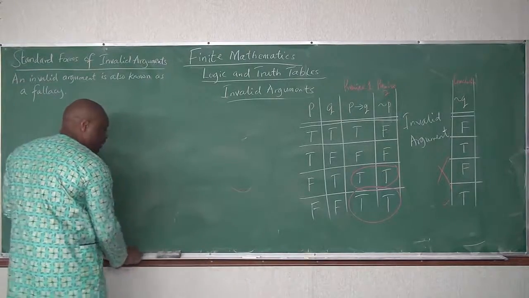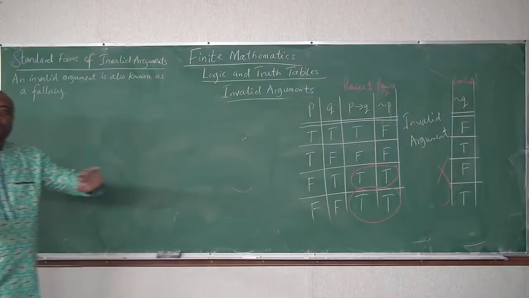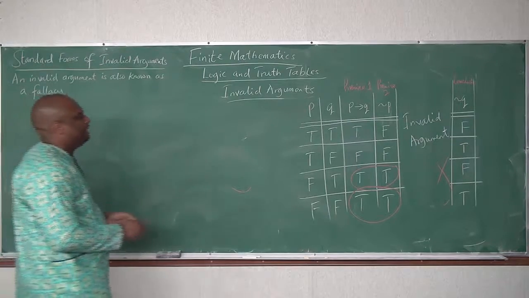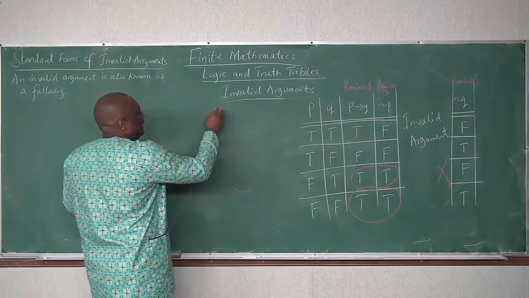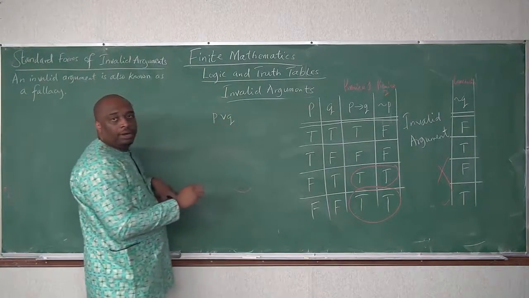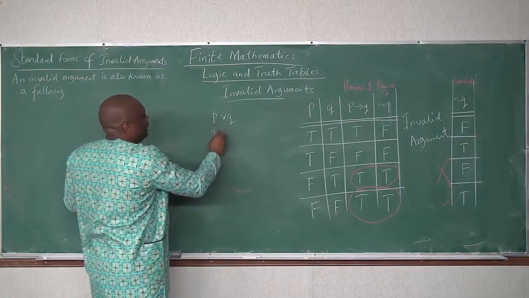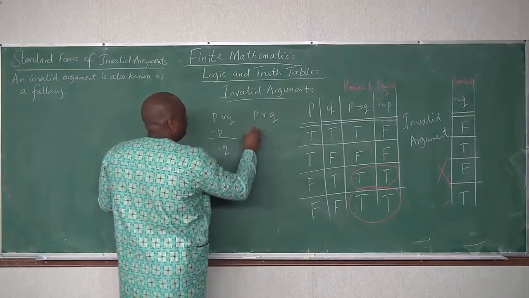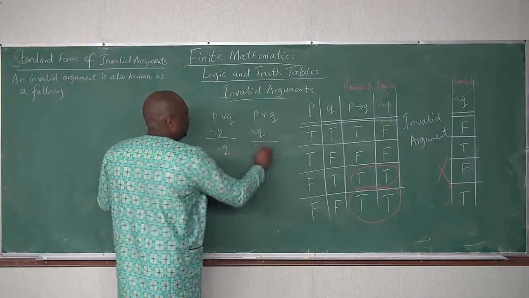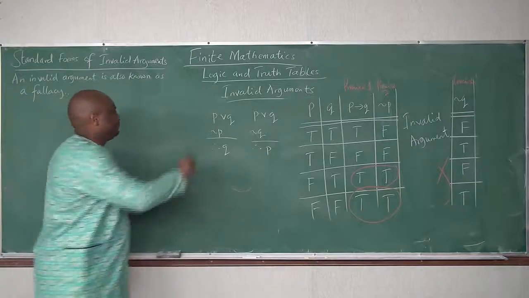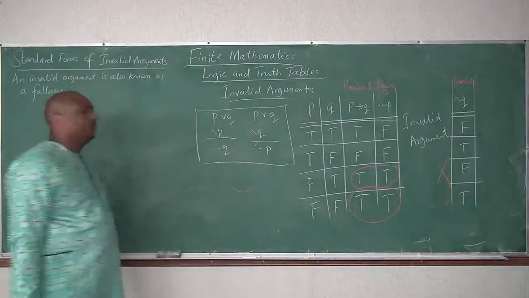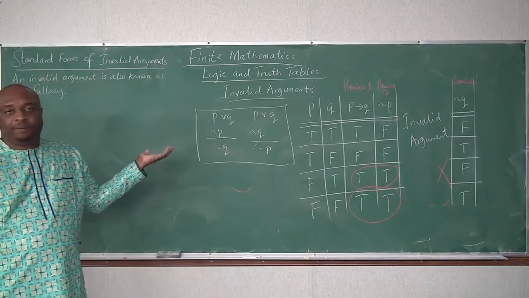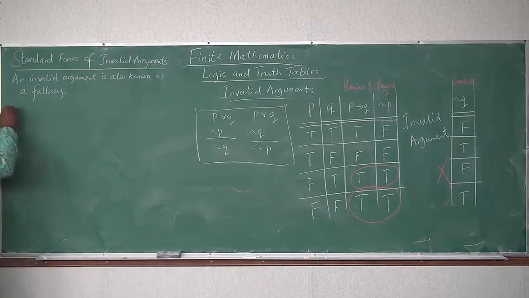In the valid arguments, we talked about the disjunctive reasoning. For valid arguments, we say that disjunctive reasoning is P or Q, and then not P, therefore Q. And we also said you could have P or Q, not Q, therefore P. This is a valid argument. Disjunctive reasoning, or you can say disjunctive syllogism. Now we have the third one.